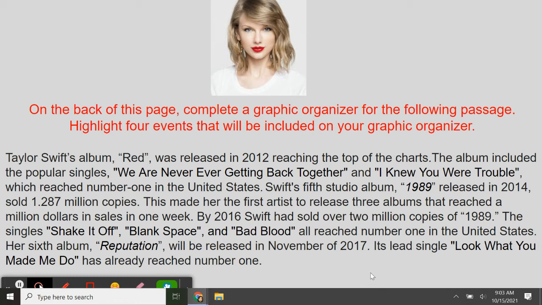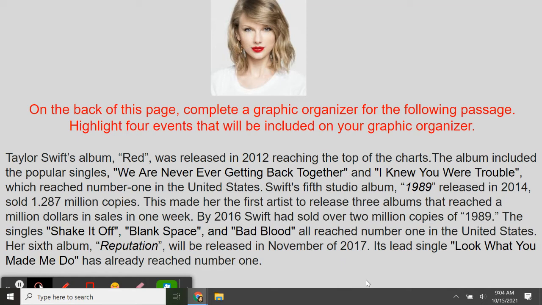So we've got Taylor Swift's album Red was released in 2012, reaching the top of the charts. The album included the popular singles We Are Never Ever Getting Back Together and I Knew You Were Trouble, which reached number one in the United States. Swift's fifth studio album, 1989, released in 2014 and sold 1,287 copies. This made her the first artist to release 3 albums that reached $1 million in sales in 1 week. By 2016, Swift had sold over 2 million copies of 1989. The singles Shake It Off, Blank Space, and Bad Blood all reached number one in the United States. Her 6th album, Reputation, will be released in November of 2017. Its lead single, Look What You Made Me Do, has already reached number one. So did we see lots of dates in there?